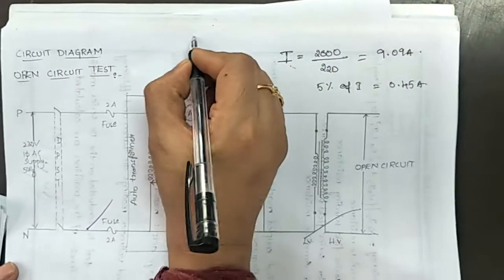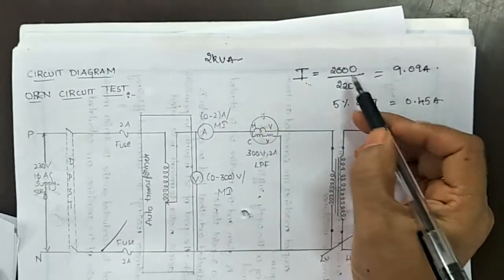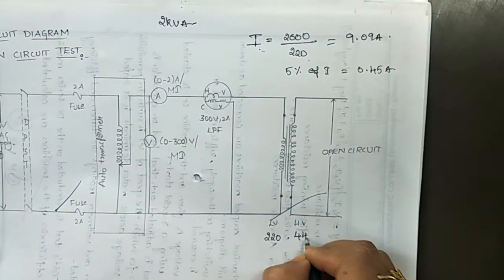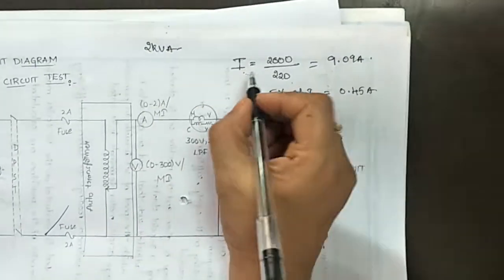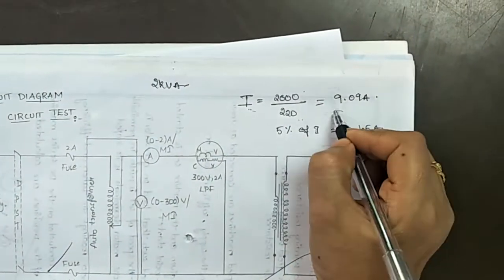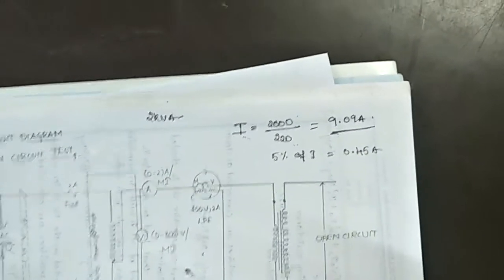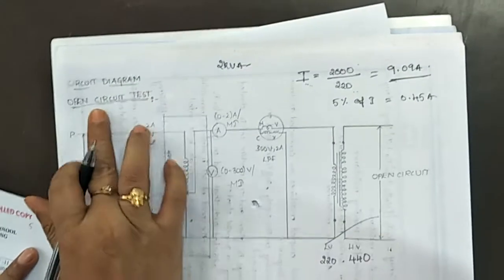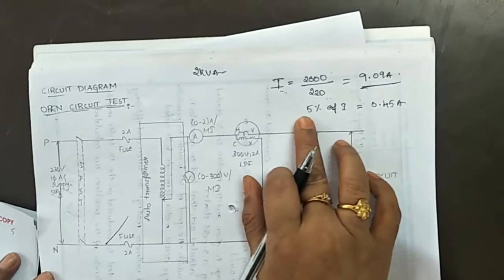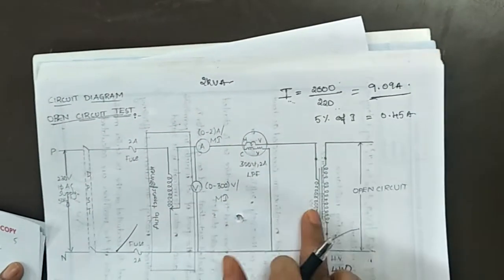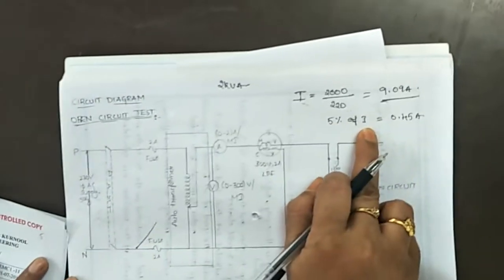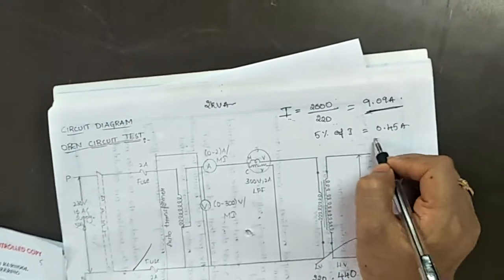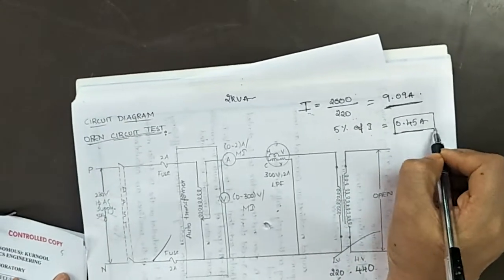The current is, as it is 2 kVA capacity, 2000. On the LV side the voltage is 220, on the HV side it is 440. So the current rating is 2000 by 220, which gives nearly 9.09 amperes. As the test is performed with the high voltage side open circuited, the current applied onto the transformer is 5% of the rated current. Your rated current is 9.09, so 5% of 9.09 is 0.45. It is very, very low.